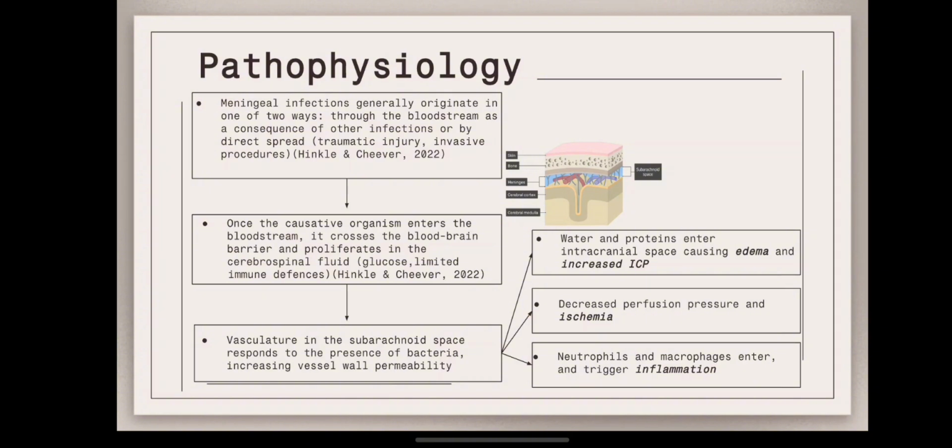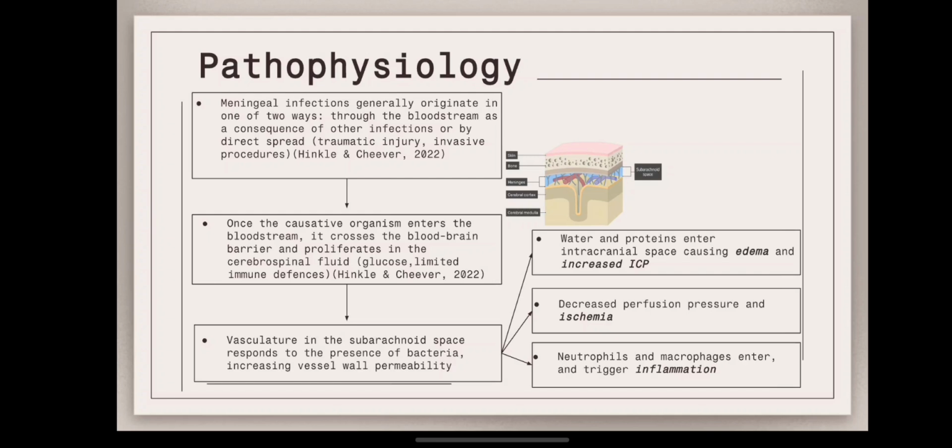illustrated in the picture, the vasculature in the subarachnoid space responds to the presence of this bacteria by increasing vessel wall permeability. And this has a few different effects. First of all, this increase in permeability allows excess water and proteins to enter the intracranial space. This causes edema and subsequently increases the intracranial pressure.